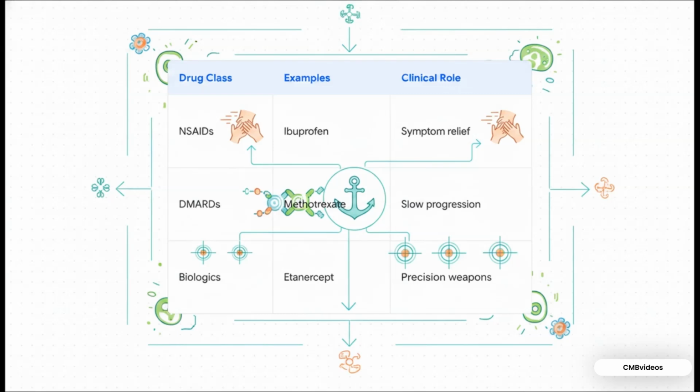The pharmacological hierarchy for RA is highly structured. At the top, you have NSAIDs and glucocorticoids. These offer rapid symptom relief. They act as a temporary bridge. But the real heavy lifting is done by disease-modifying anti-rheumatic drugs, or DMARDs. Conventional DMARDs, anchored by methotrexate, actively slow down joint destruction over time. And for severe or refractory cases, we escalate to biologics. These are precision monoclonal antibodies that surgically block specific inflammatory pathways, like TNF-alpha or interleukin-6.